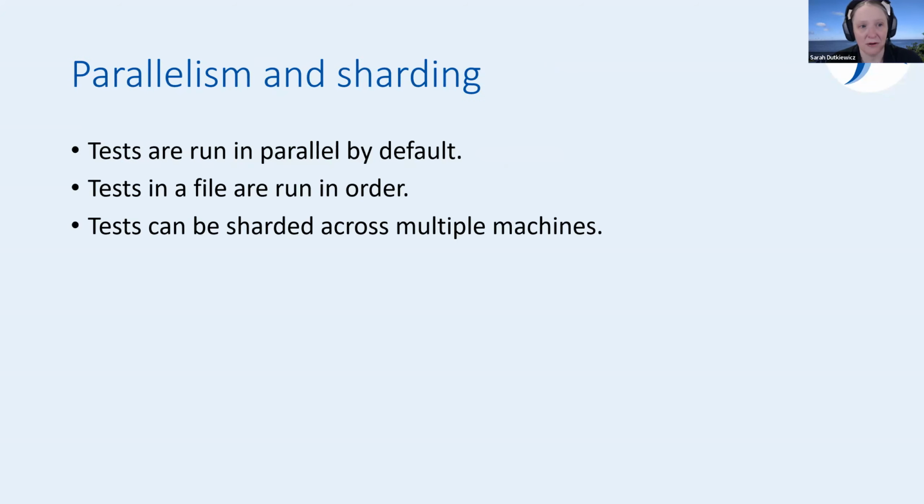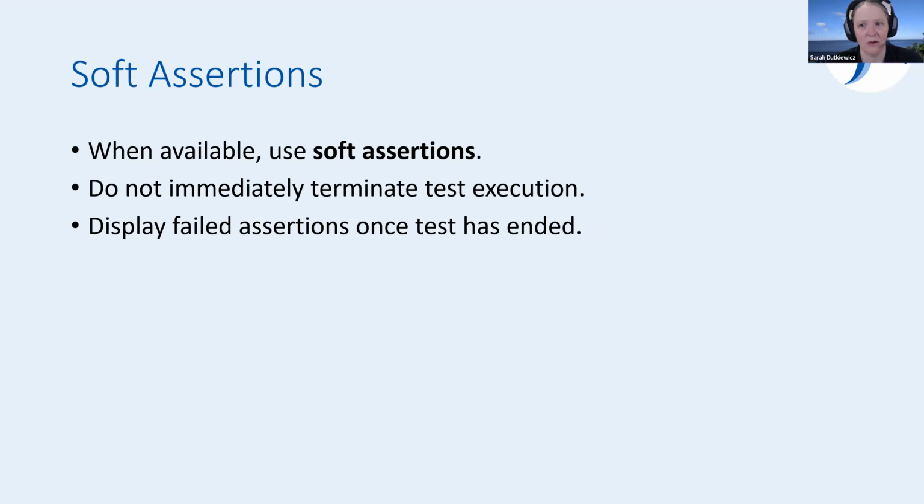Playwright does support parallelism and sharding. So by default, the tests are going to run in parallel. Tests within a test file are run in their order written. But you can shard these tests, and their documentation will show the command for that. When soft assertions are available, use them, because these will allow you to fail gracefully rather than immediately fail after the first failing assertion.